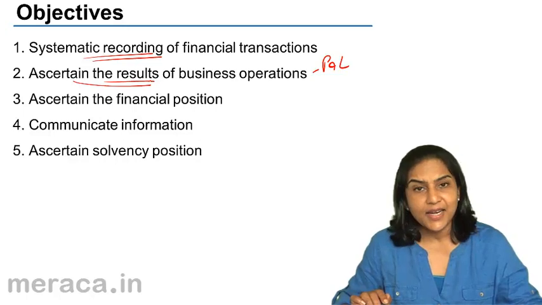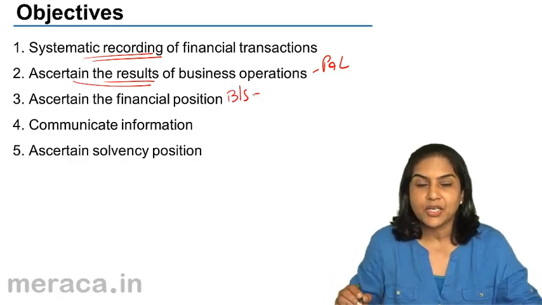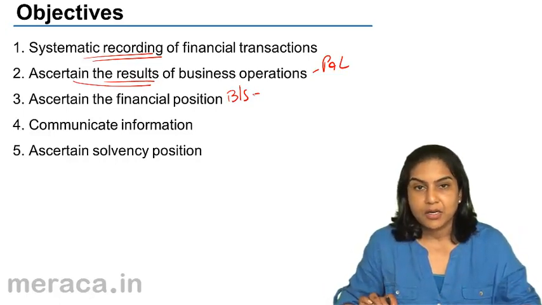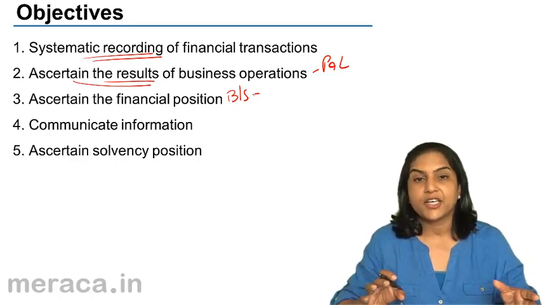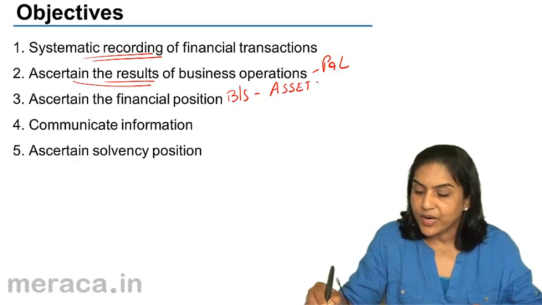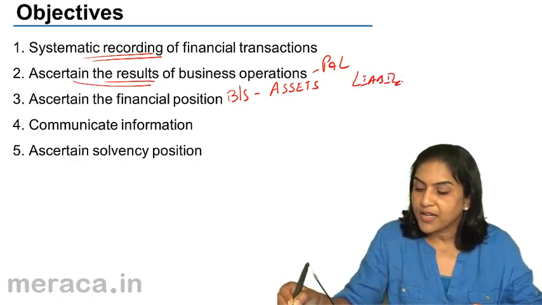What is ascertaining the financial position? This is done through what is called the balance sheet. We make a statement at the end of each year stating the financial position. What is that? The balance sheet has assets on one side and it has liabilities on the other side. What are the assets and what are liabilities?